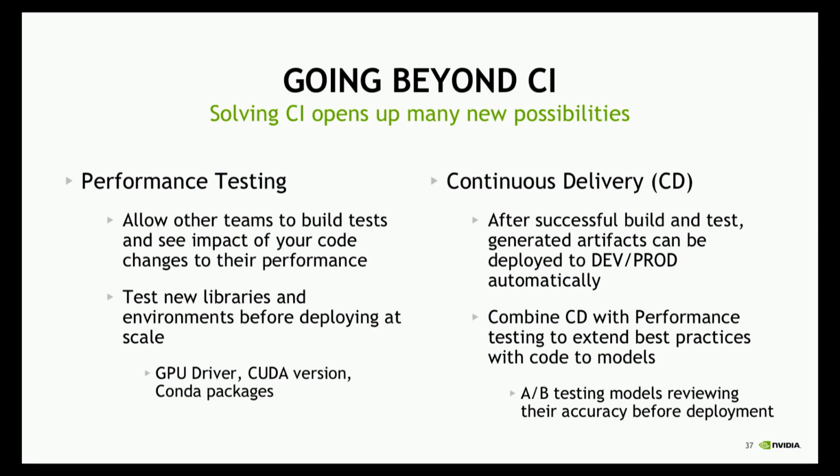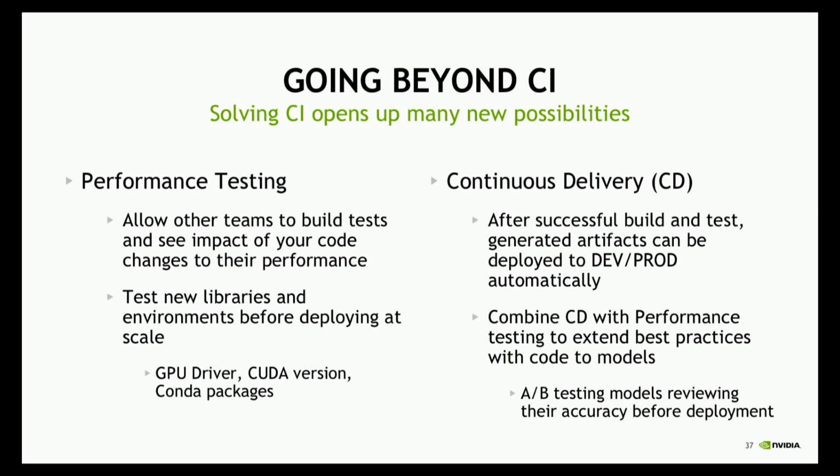And then the next side of this is continuous delivery, right? Usually CI always comes before CD. After the successful build and test, we've got that, and all the developers are happy. Now we want the artifacts and everything else that we produce to be pushed to dev or to prod, and hopefully done in an automatic fashion.